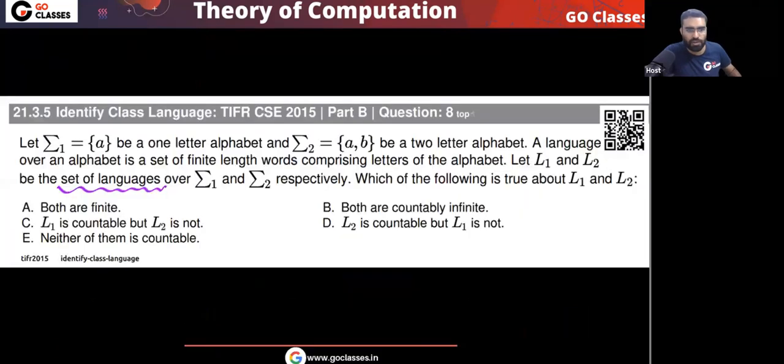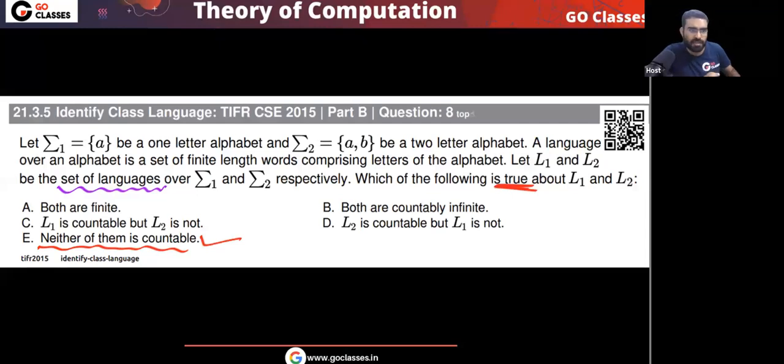So for this question, what will be the answer? Please tell me. Here you can notice L1 and L2 are both uncountable, so none of them is countable. So the answer will be option E: none of them is countable.